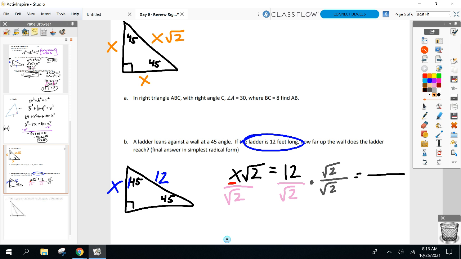On top, I can't do much. One's a whole number, one's a radical. I can't do much: 12 times radical 2. On the bottom, here's why you do it. Anybody remember a radical times itself? That's fine. You'll remember. Do it in your calculator: radical 2 times radical 2. You shouldn't get a decimal.